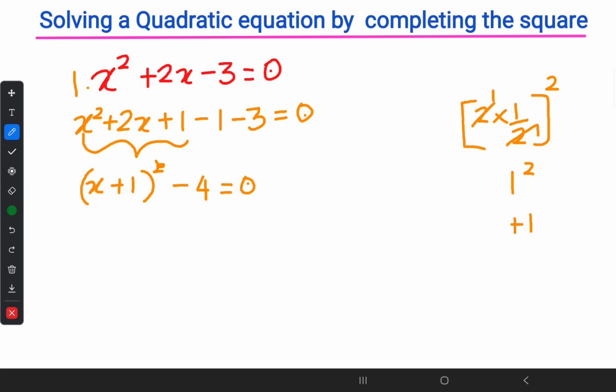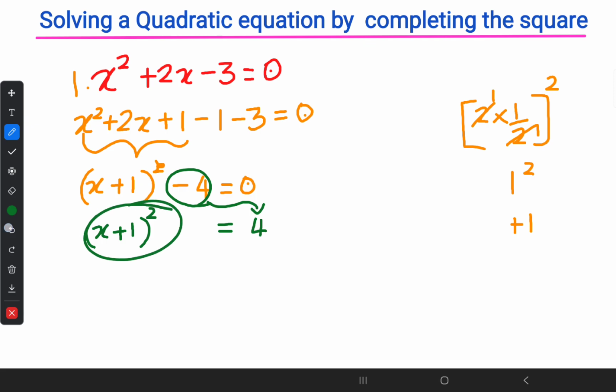Next thing is the solution. To find the solution, I will keep the (x plus 1) square on the left hand side itself. I'm going to bring the negative 4 to the other side as a positive 4. Thereafter, look here, it is a square quantity. To remove the square, you need to find the square root. So the square root of (x plus 1) square would be x plus 1.